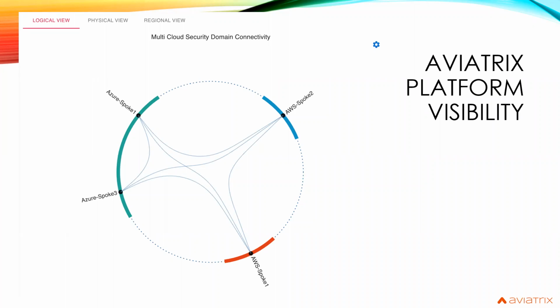We can also look at specific segmentations that we have in our network and get that in a visible format rather than looking at the controller or inside of Copilot directly.